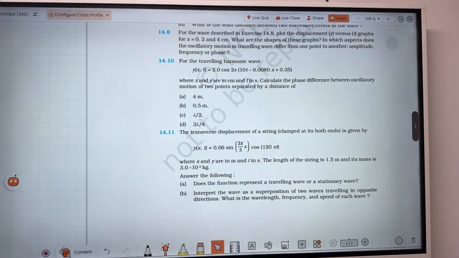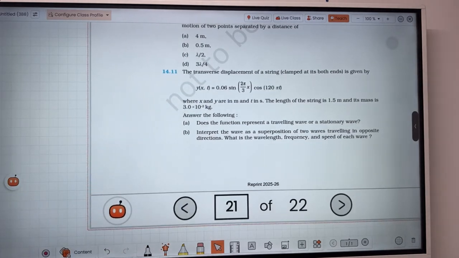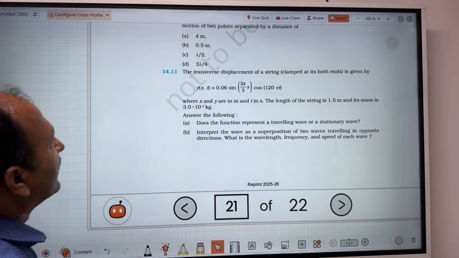Now we are going to see next question, question number 11. What does it say? It says the transverse displacement of a string clamped at both its ends is given by y as a function of time and distance 0.06 sine 2 pi by 3 x cos 120 pi t, where x and y are in meter and t is in second. The length of the string is given 1.5 meter and its mass is 3 into 10 power minus 2 kg. You have to answer the following.